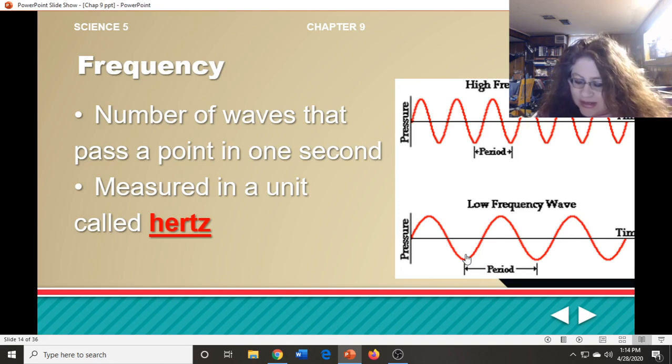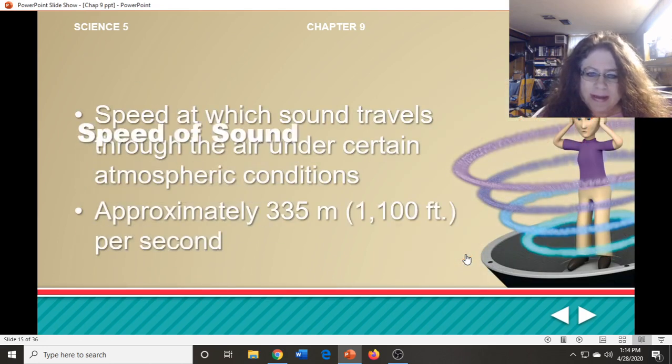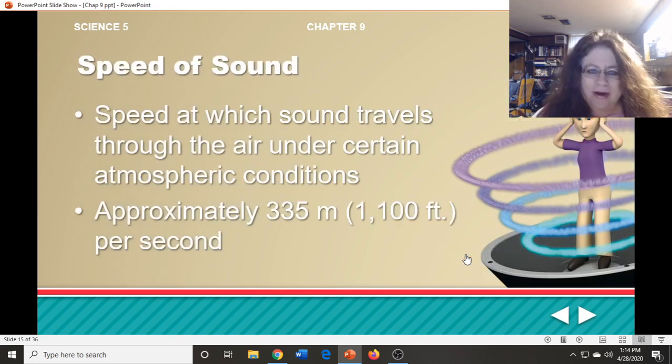Air is the most common type of matter through which we hear sounds. The speed of sound in air is about 335 meters, 1,100 feet per second. So you're going to highlight that, and I have it up here on the screen. Speed of sound through the air, the most common way we hear sound.